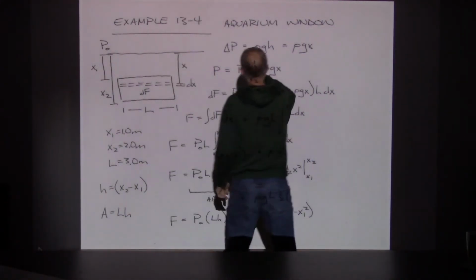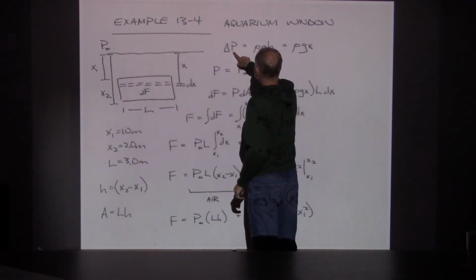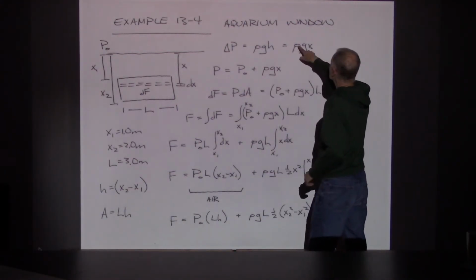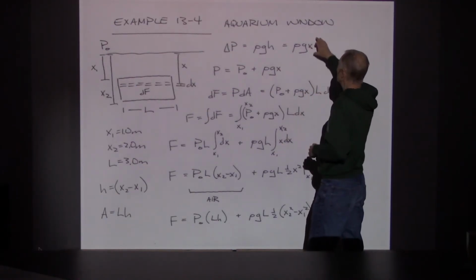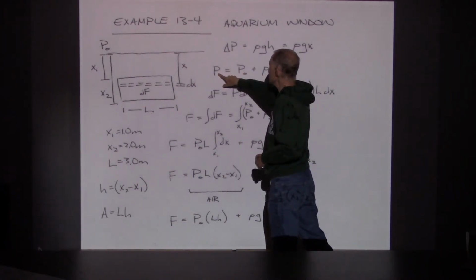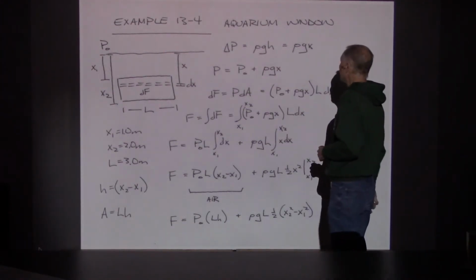Well, what we're going to need to do in this case is, as we drop, the pressure is going to be given by rho g x. Now we've got a couple choices here. Do we want to work in terms of delta P, or do we want to work in terms of absolute pressure? So I'm going to try and do this kind of both ways.